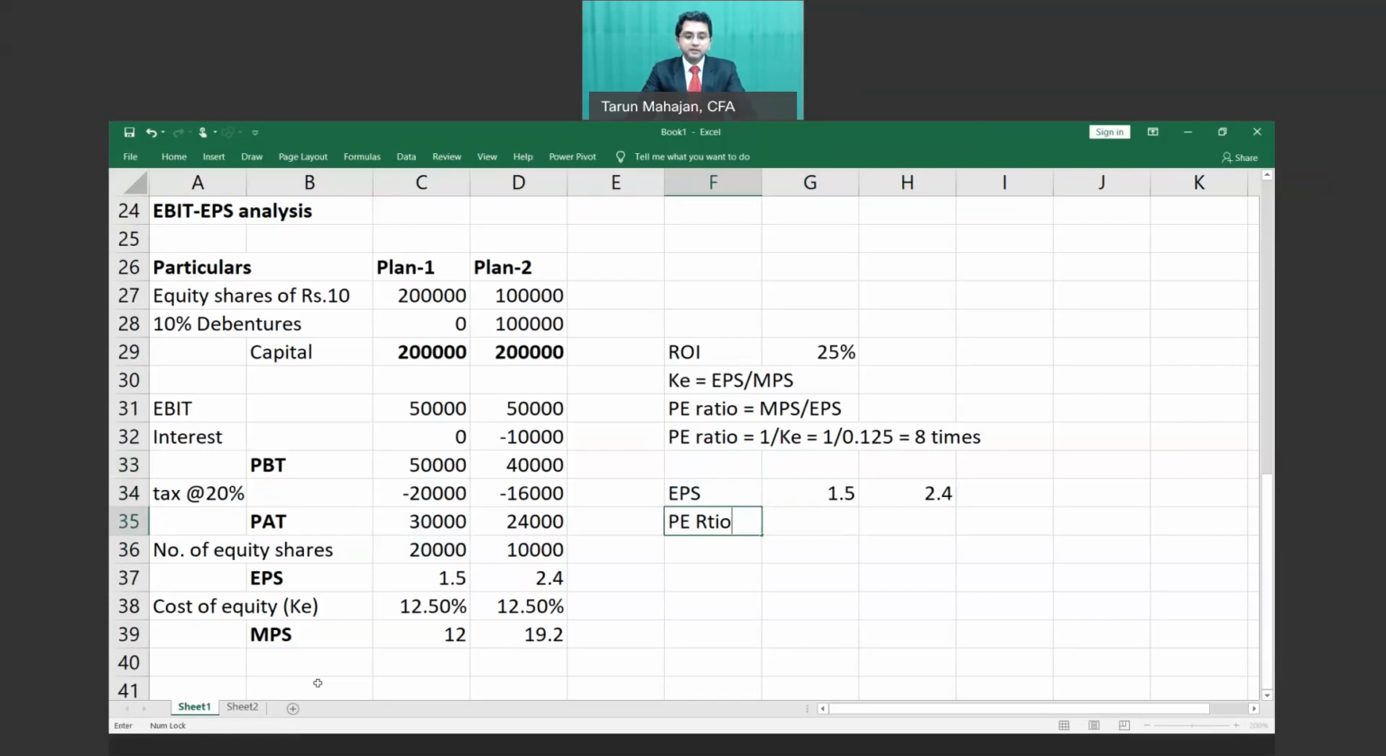Then rather than dividing by cost of equity, I'll multiply it by the PE ratio, that is the price earning ratio, to get MPS. So MPS will be EPS multiplied by the price earning ratio. There are two ways of doing it. You come up to EPS, then either you divide it by cost of equity to get MPS, or you multiply it by the price earning ratio to get the market price per share. Okay.